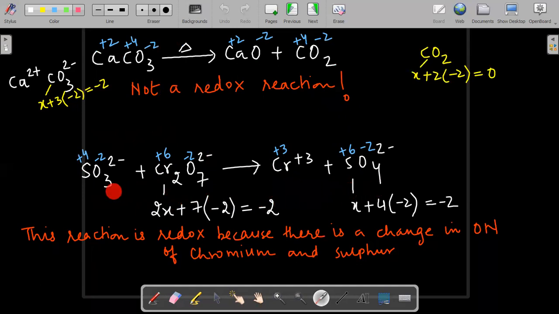So this is the first thing: calculate the oxidation state or numbers. Anyway, if the structure is given to you, find it from the structure; if not, you can find it by taking x, right? Whatever you calculate, state or number, if there is a change in the state or number, then the reaction is a redox reaction.